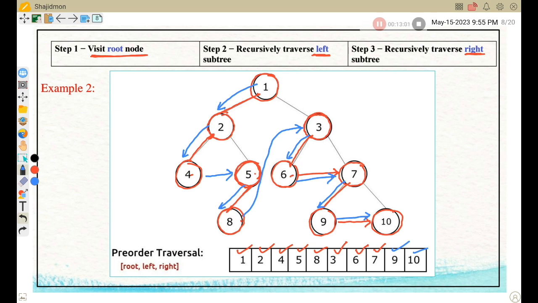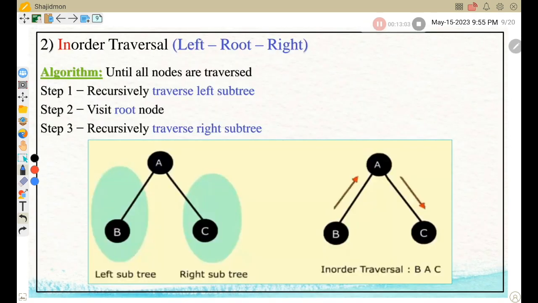Okay. Now let me go to the in-order traversal. In-order means inside, correct? So the root will be inside. See, first visit the left, then visit the root, then visit the right subtree. That is the left, root, right combination, the in-order traversal.